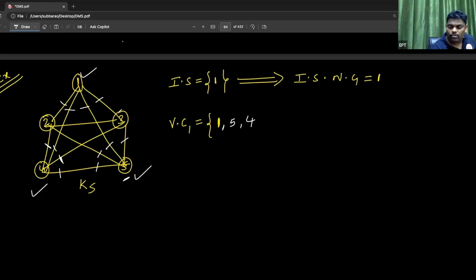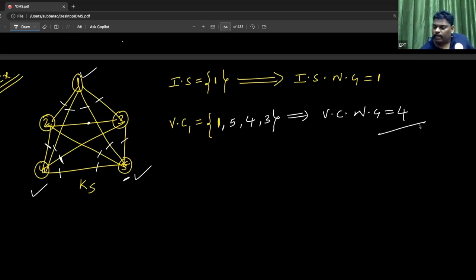1 more is left out. Either you should take 2 or 3, because no one at this vertex is covered. I am taking 3. If you want, you can check. The vertex cover number of the graph is 4. You cannot get less than 4. Total, if you add, 5.